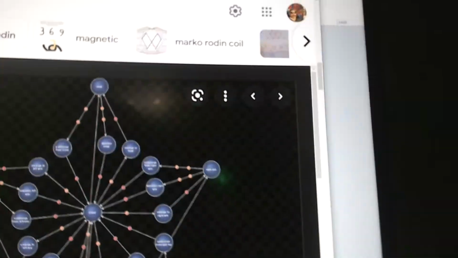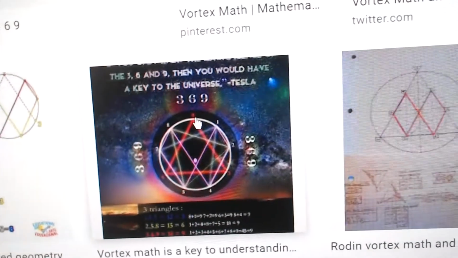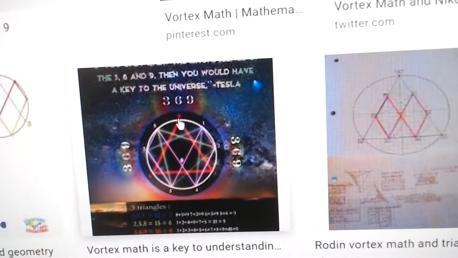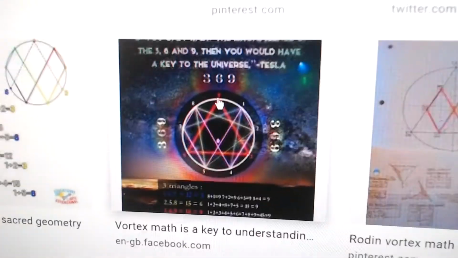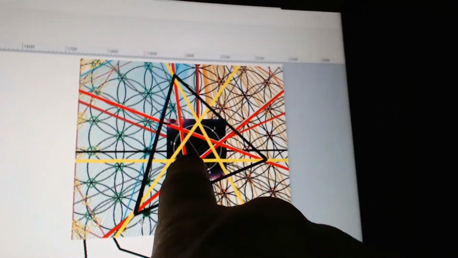Tesla Vortex. Tesla Vortex. Connecting 147 with 369. Connecting 147 with 258. Connecting 369 with 258. When you do that, it creates crossing lines.